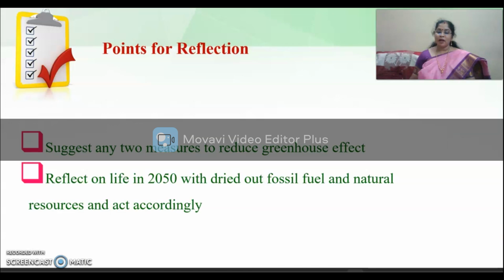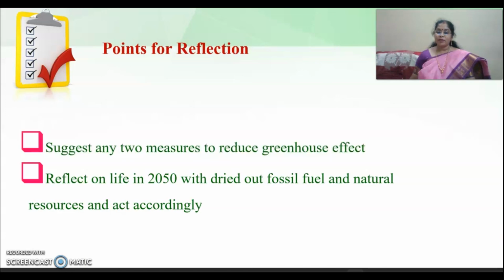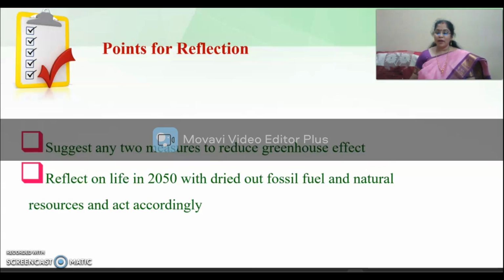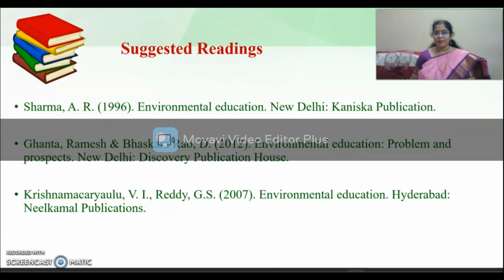Points to reflect are: suggest any two measures to reduce the greenhouse effect. Reflect on life in 2050 with dried out fossil fuel and natural resources, and act accordingly. These are some of the suggested reading for your further clarification.